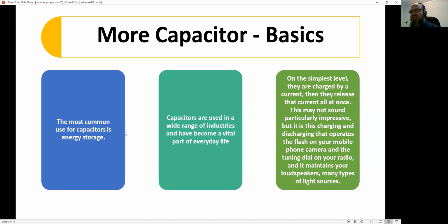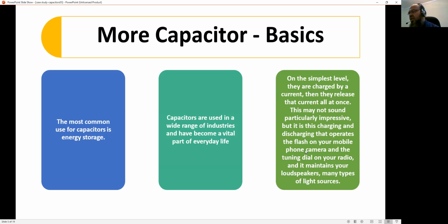Then, other important basics which generally come to our mind whenever we name the capacitor: the most common use for a capacitor is energy storage. However, capacitors are used in a wide range of industries and have become a vital part of everyday life gadgets. On the simplest level, they are charged by current and then they release that current all at once. It means first they are charged and when the charge is required at once, they release it. This sounds very simple and not that impressive if you say it is charging and discharging.